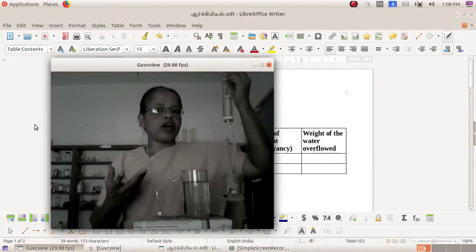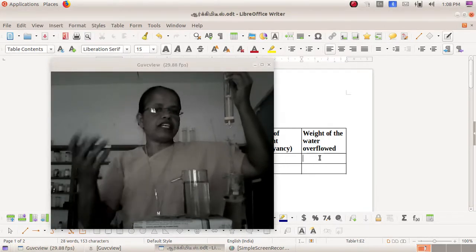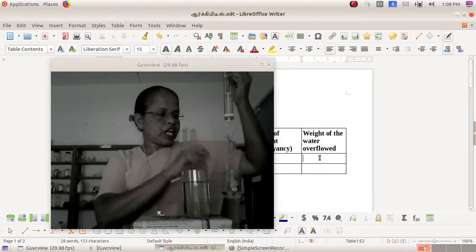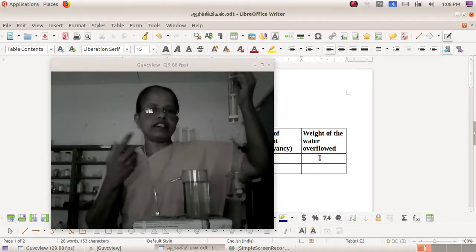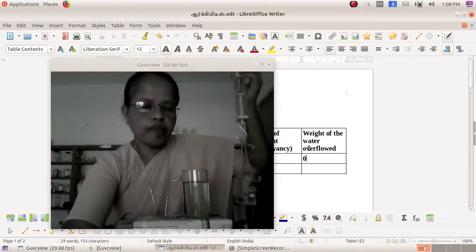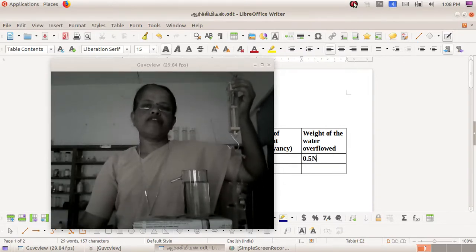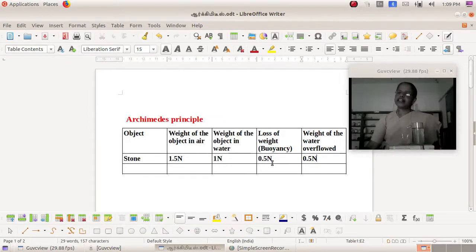So what is the weight of the water? The weight of the water overflowed. It is 1 minus 0.5, isn't it? So now it is 1 Newton and the empty jar weight is 0.5 Newton, and so you get the weight of the water as 0.5 Newton. Do you understand? 0.5 Newton. Now you analyze the table. The loss of weight, which is the buoyancy, is 0.5 Newton, and the weight of the water which is overflowed, that is also 0.5 Newton. So can you find these both are the same?